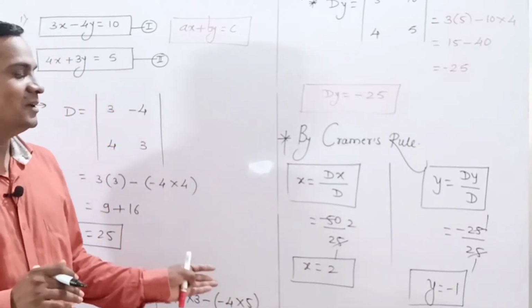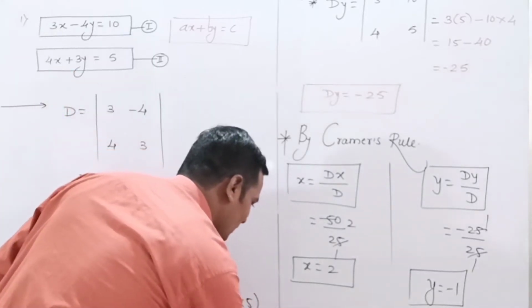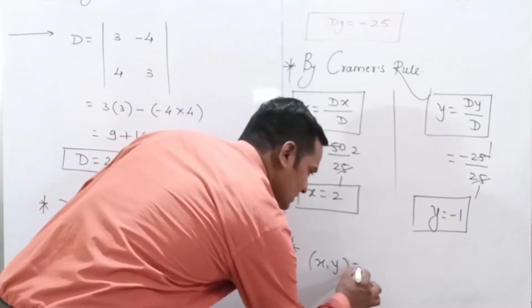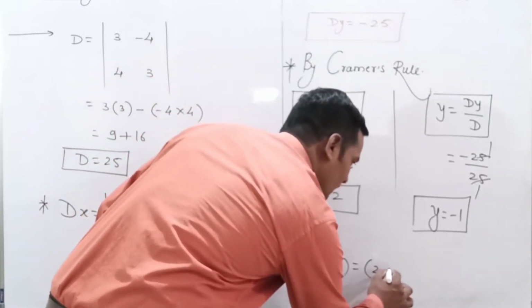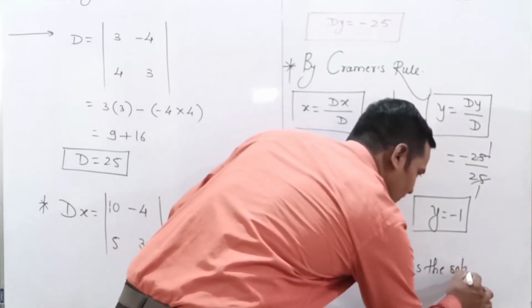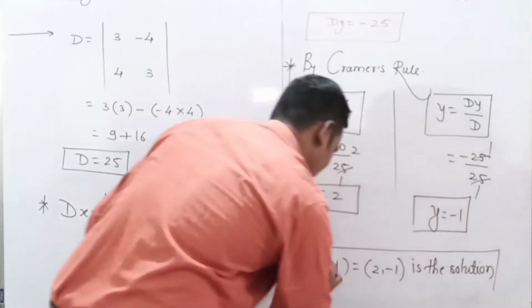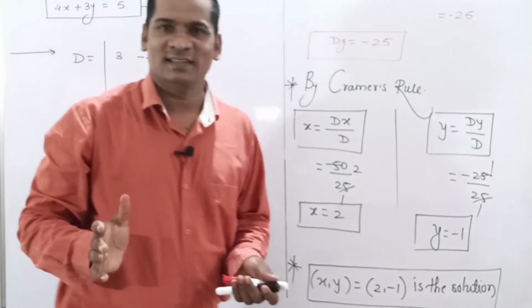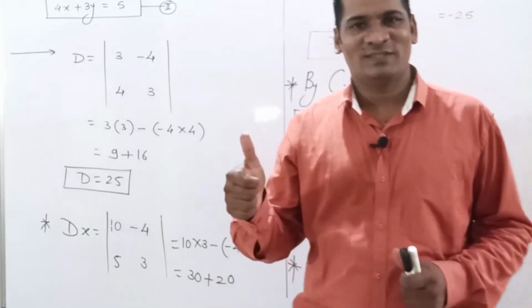How simple is this? But we have to write the answer in words now. So the final answer will be like this: x and y is equal to. So which is the solution? x is equal to 2 and y is equal to minus 1 is the solution. Okay, now this is the answer. In this way, you can easily find the solution of the given simultaneous equations. How simple is this? So let's move toward the second question.